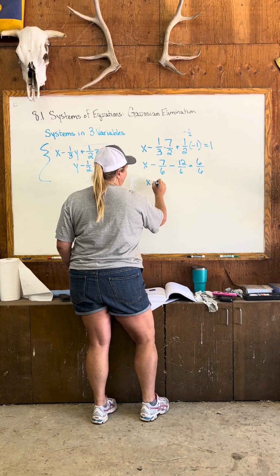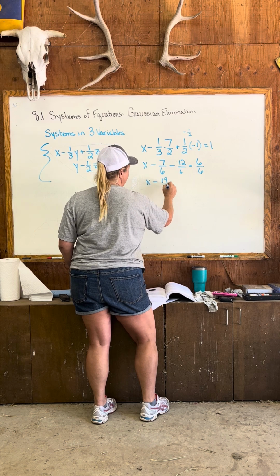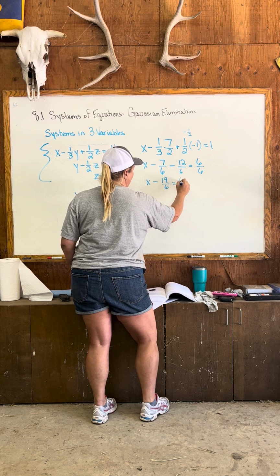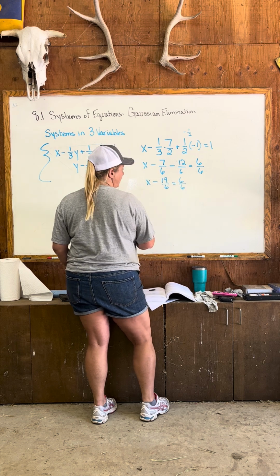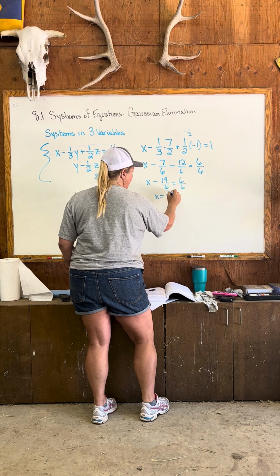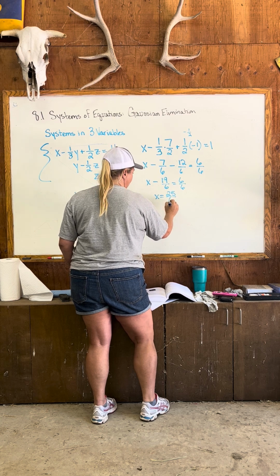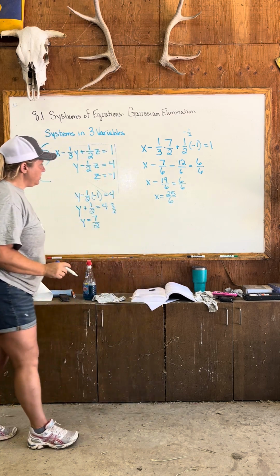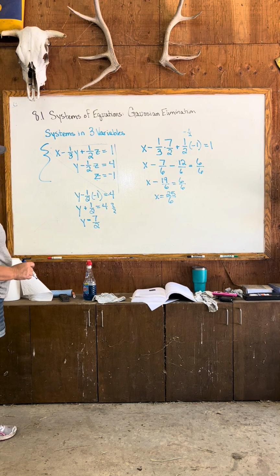So we'll have x minus 10/6 equals 6/6. So when we add, we'll have x equals 25/6. Now, certainly not a nice problem, but that's just the way it works, okay?